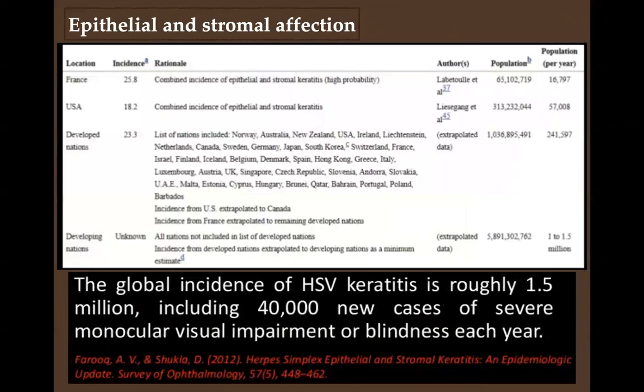In this table, you will find the prevalence and incidence of herpes simplex virus keratitis, which is roughly 1.5 million, including 40,000 new cases of severe monocular visual impairment or blindness each year. I think it's much different now because these are old statistics.